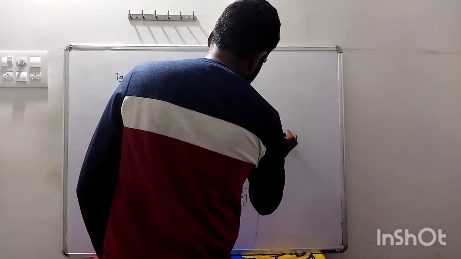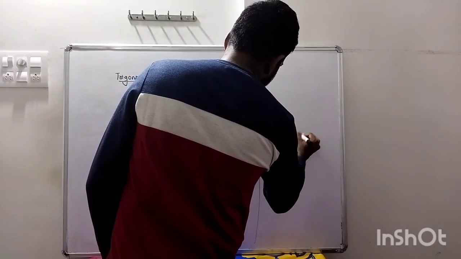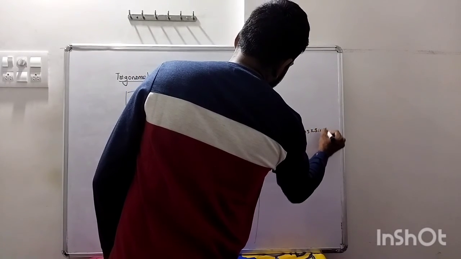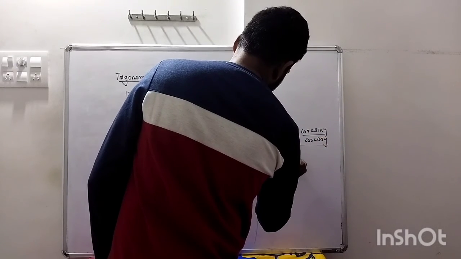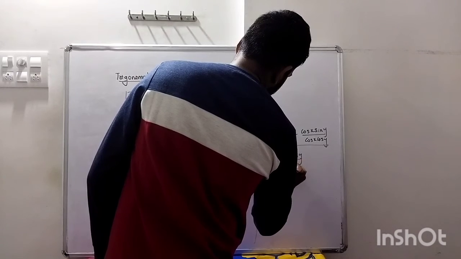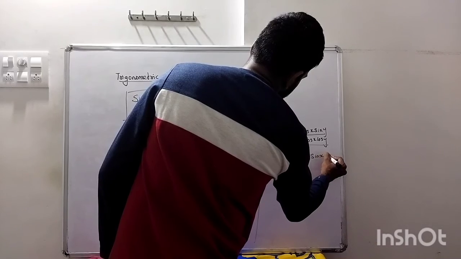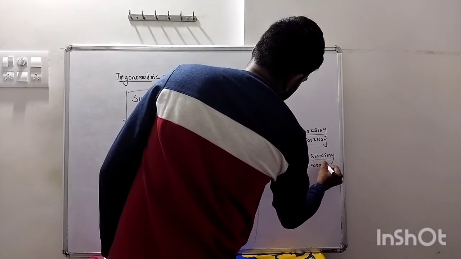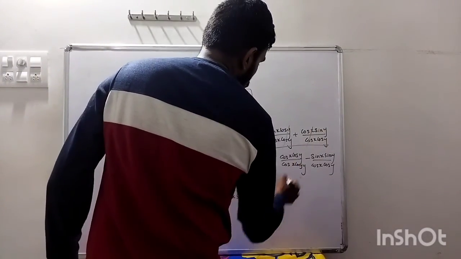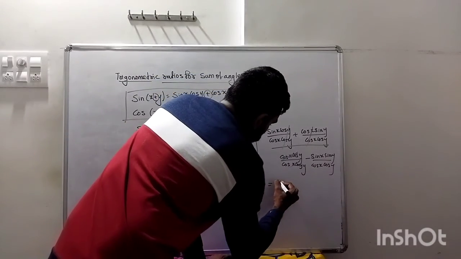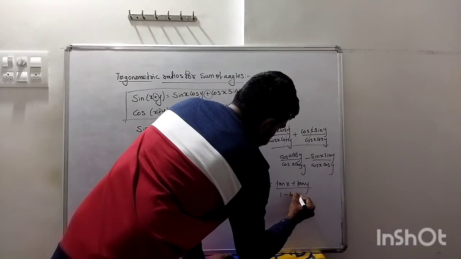Sin x cos y upon cos x cos y, divide everywhere, plus cos x sin y upon cos x cos y, upon cos x cos y upon cos x cos y, minus sin x sin y upon cos x cos y. So this way we can derive many formulas. This we can cut, this we can cut, everything we can cut. What do we get? tan x plus tan y upon 1 minus tan x tan y.